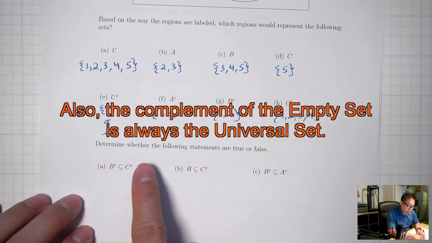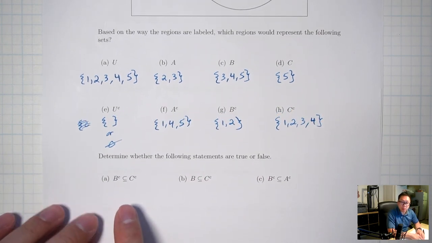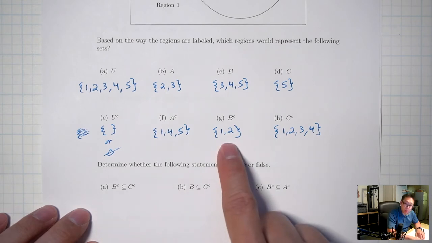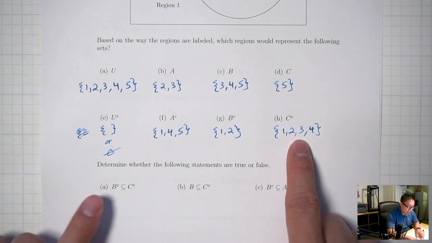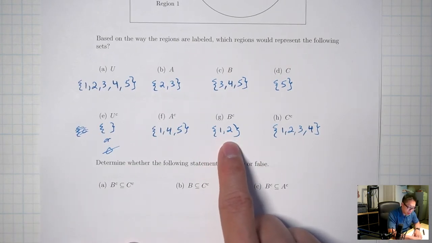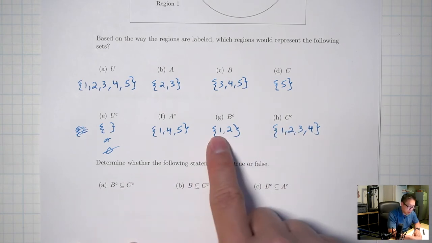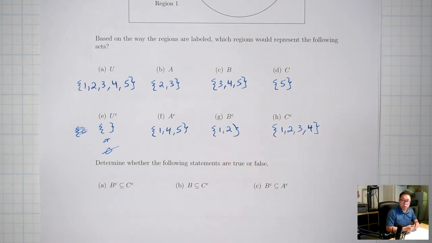Next up, determine whether the following statements are true or false. So now we're talking about subsets, right? B complement, where's B complement? It's right here. C complement, right here. Start with the set on the left, which is B complement, and ask yourself, is everything in B complement also inside of C complement? Is 1 in C complement? Yes. Is 2 in C complement? Yes. This would be true.